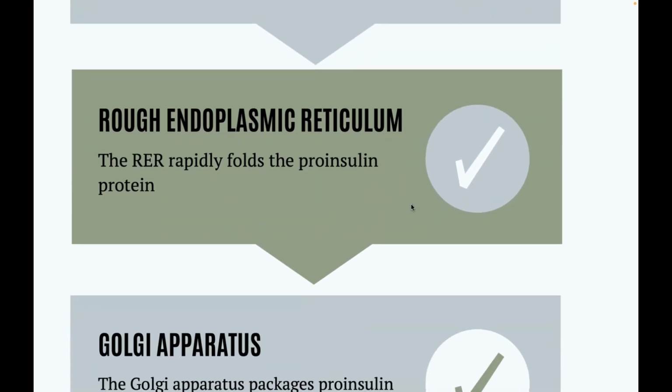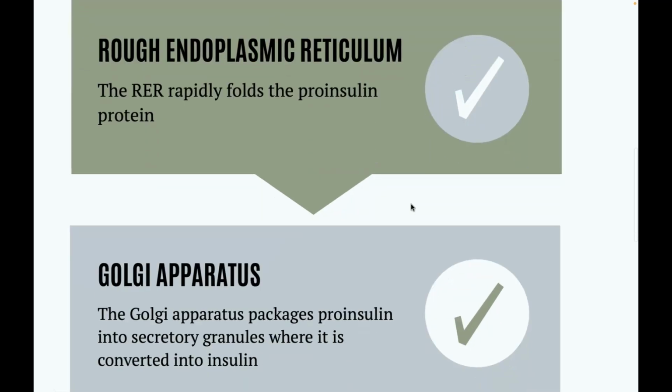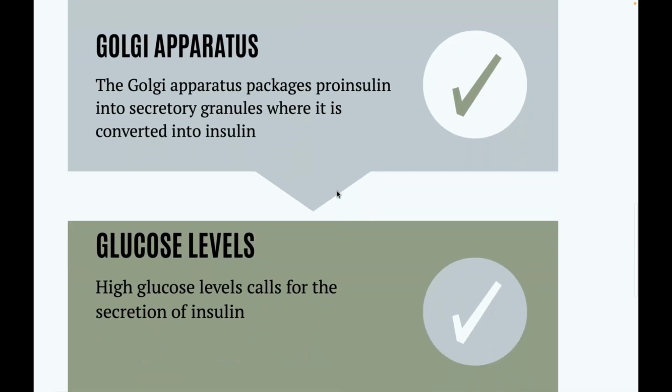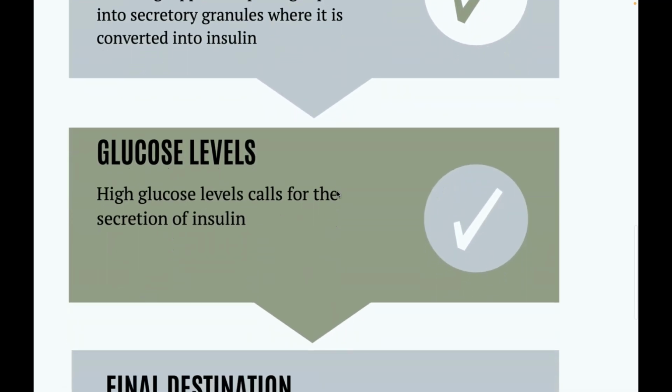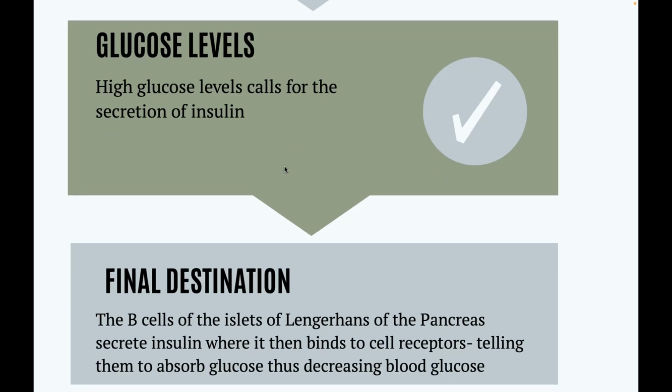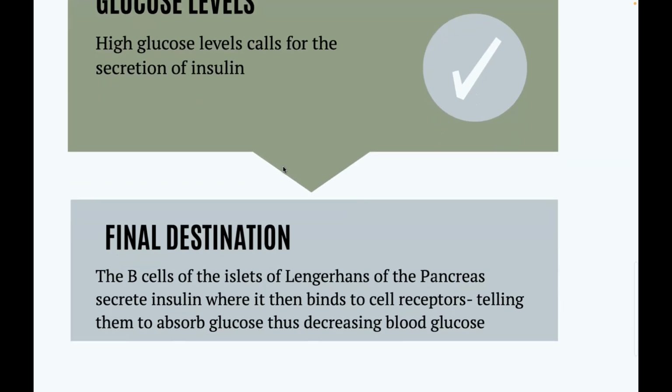Then the rough endoplasmic reticulum rapidly folds the proinsulin protein. The Golgi apparatus packages the proinsulin into secretory granules, where it is then converted into insulin. And then just to touch base on why we would need insulin, high glucose levels in the blood call for the secretion of insulin in order to lower blood glucose levels.